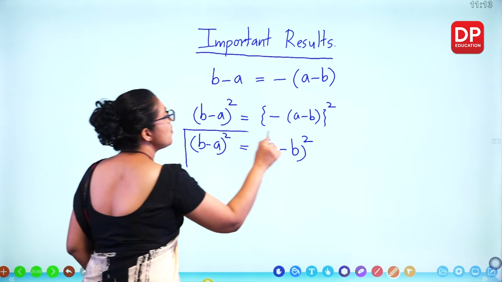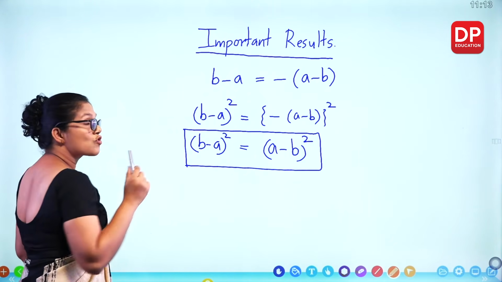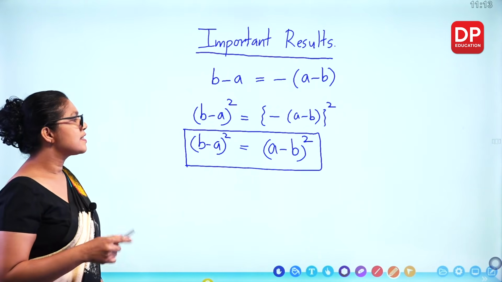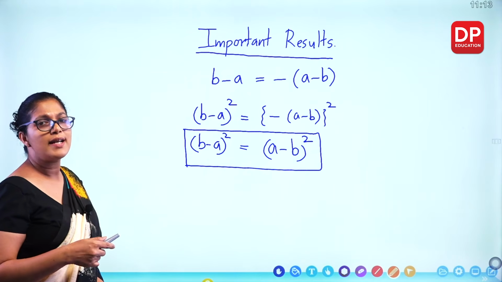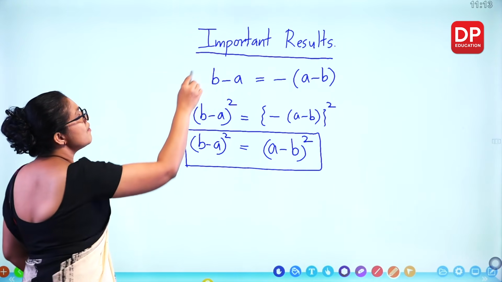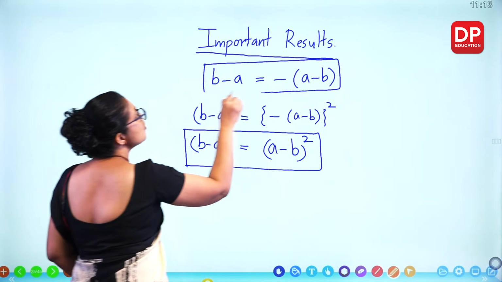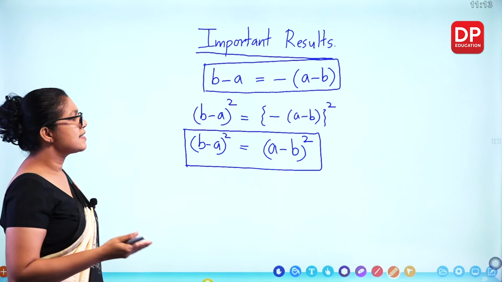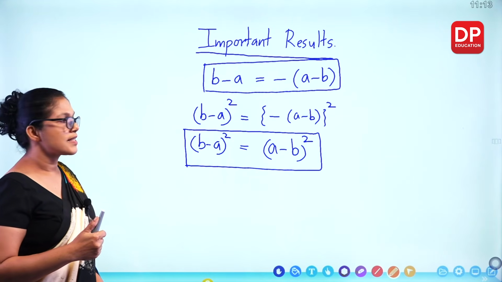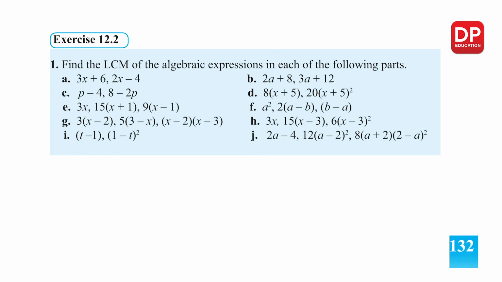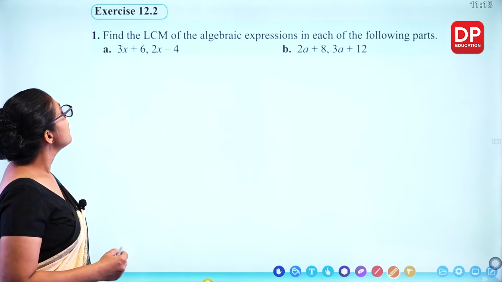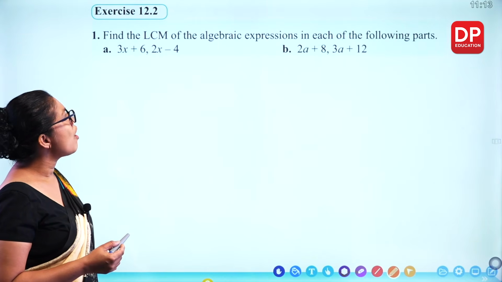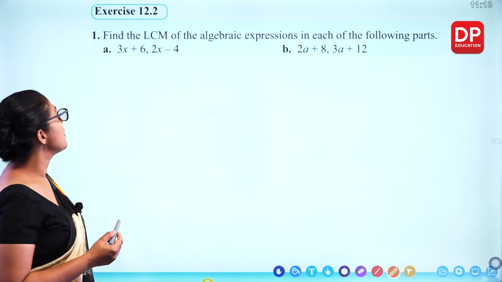So this is another important property. When you have binomial expression like this with the square term, you can write both ways. Either a minus b or b minus a whole thing squared is equal. So here we found out this property in chapter 7, and this is another property that you can use in algebraic expressions. Now we'll take exercise 12.2. In the first question, it says find the lowest common multiple or least common multiple of the algebraic expressions in each of the following parts.